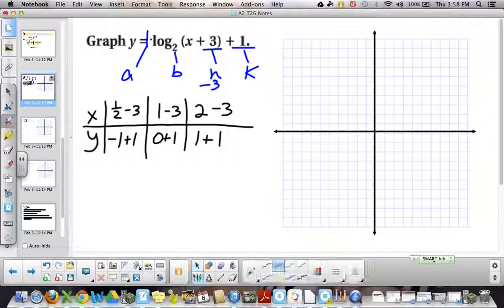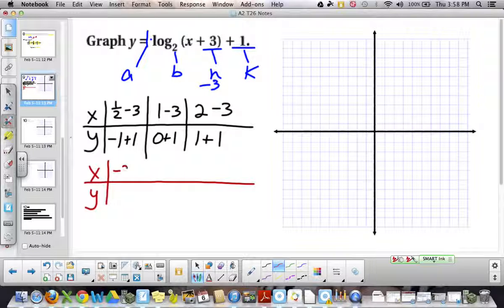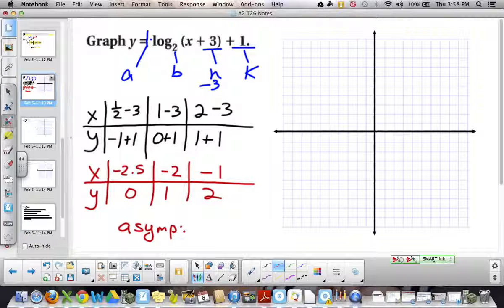Simplifying what we've got here, 1/2 minus 3 is negative 2.5. 1 minus 3 is negative 2, and 2 minus 3 is negative 1. The y coordinates are 0, 1, and 2. And our asymptote is going to be the line x equals h, which is negative 3.